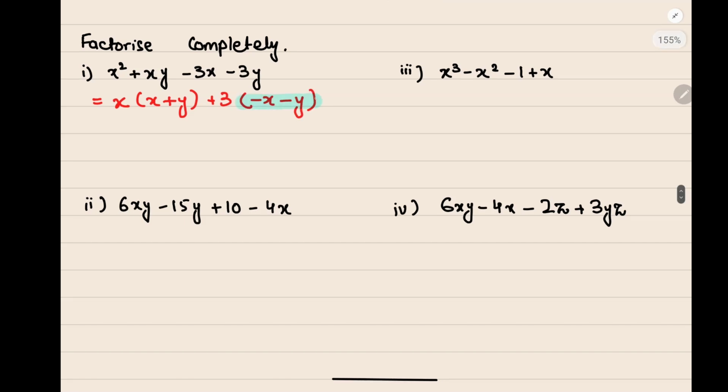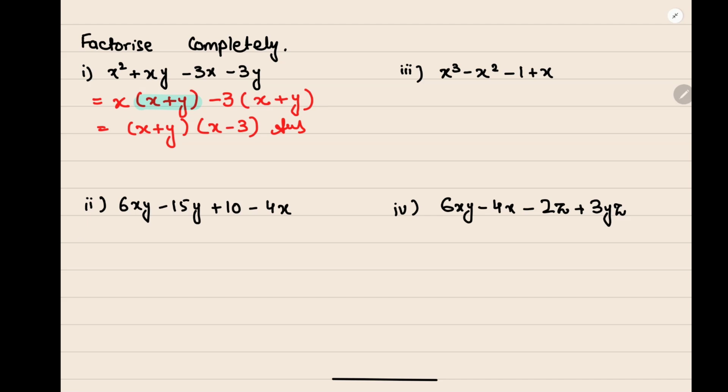Now, if I see my bracket things, they are not the same. So what I will do, I will take negative 3 common here for the second one. Now this negative 3 has a big impact. It will change the signs inside. Like if I take negative 3 common, the first term would be x and the second would be plus y. So now it would be x plus y and x minus 3. This would be my answer.